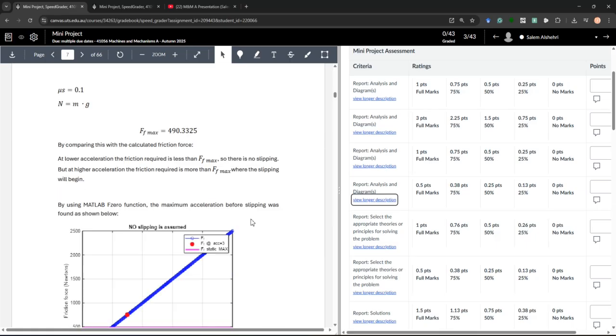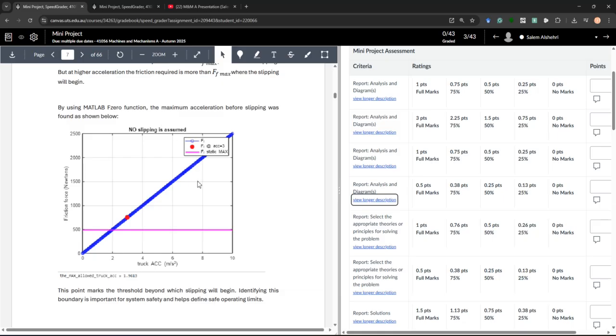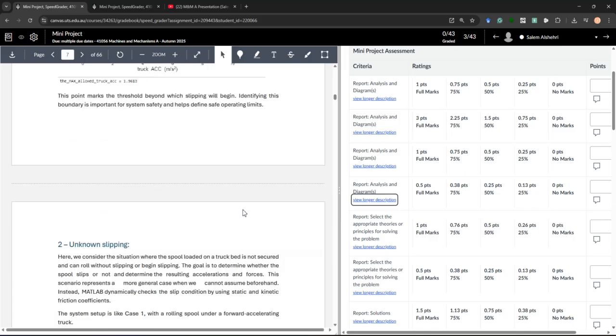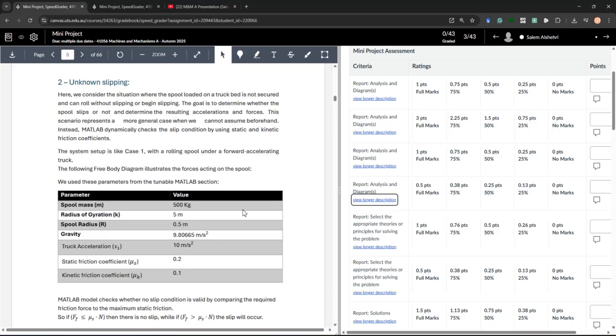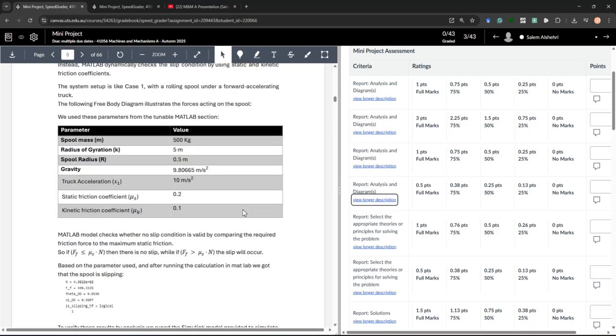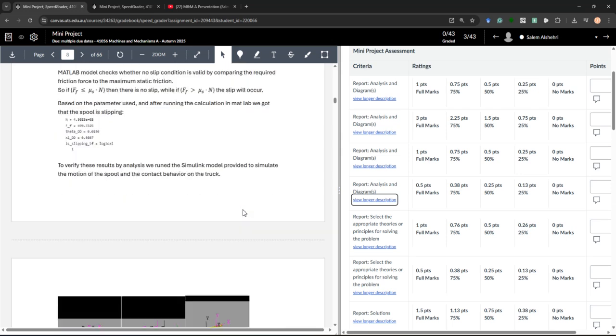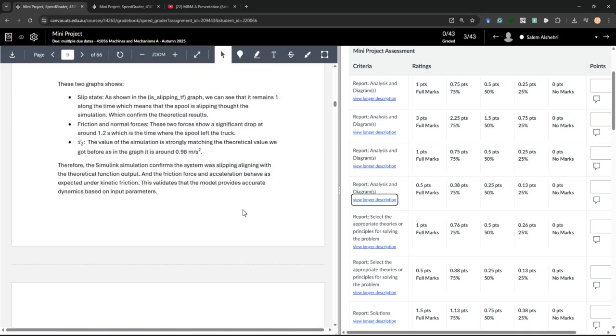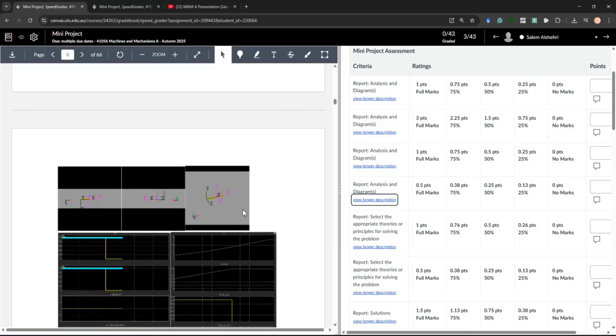So he got the outputs all good using the MATLAB. That's the MATLAB output. He identified the points where he did the calculation. Okay, the unknown slipping case, he should show us the diagram from the Simulink and show us that the slipping happened or didn't happen. So if he didn't use this one, he missed something from that. So from this one, I can give him something like 75%.